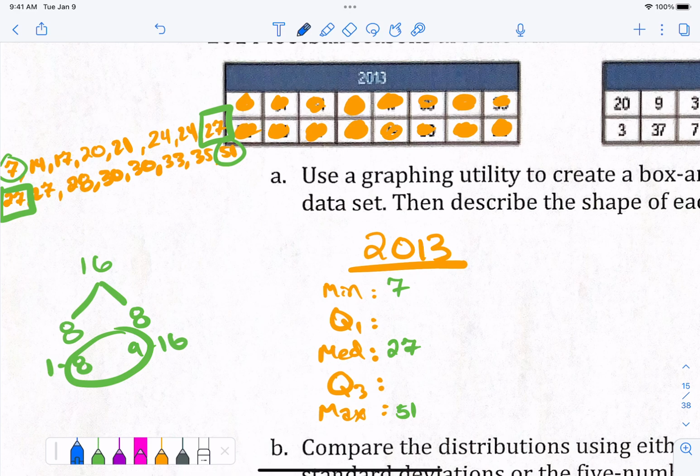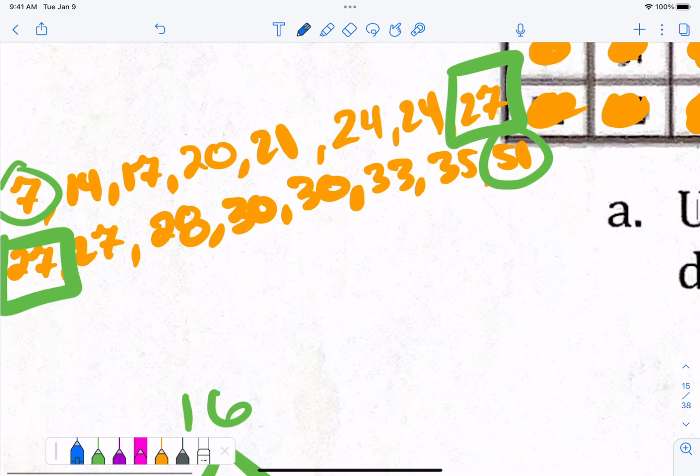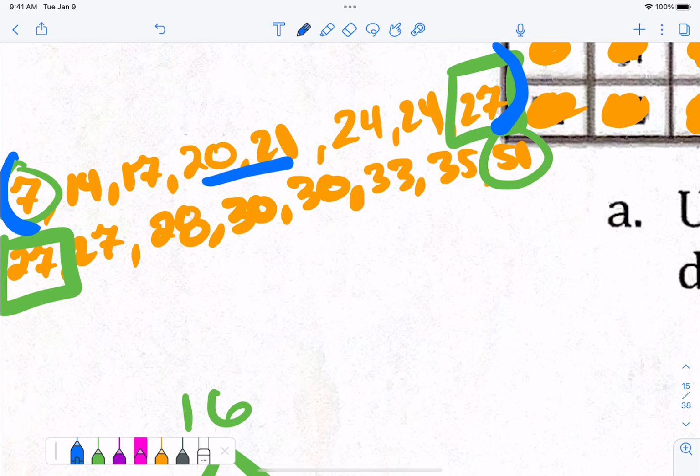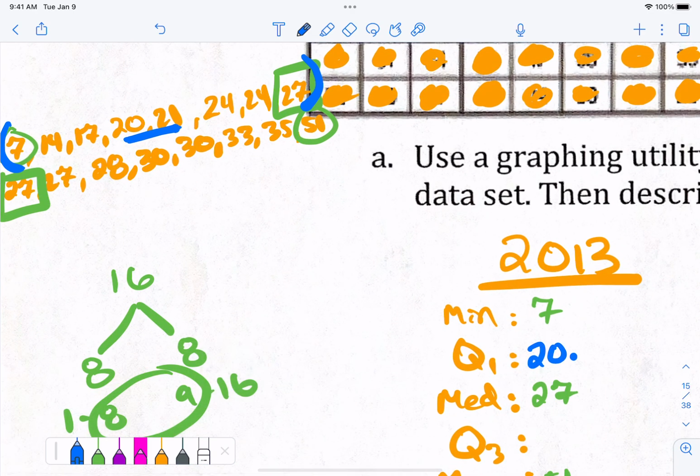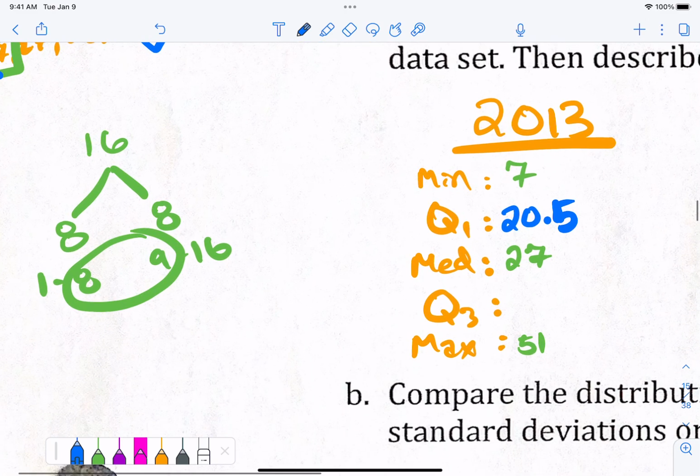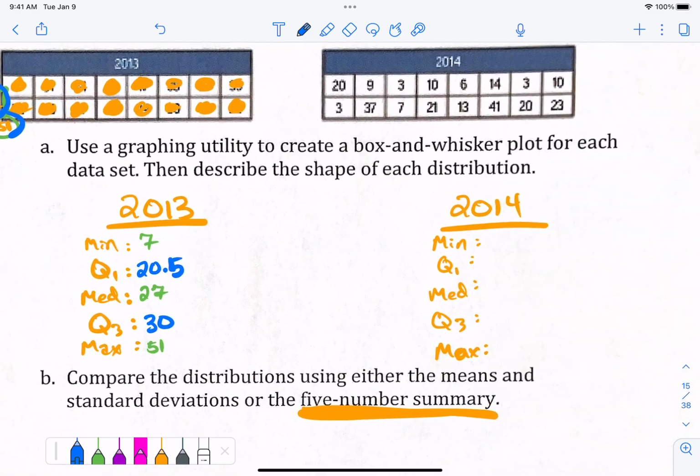Now, do you have to cross those off, or do you get to include them? You can include them. So in my first half of data, I'm looking at these 8 numbers, right? Are you going to have an exact middle number for your Q1? No, it's going to be somewhere in between 20 and 21, right? So 20.5 is going to be Q1. Okay? In the second set of 8 numbers, it's going to be in between 30 and 30, which is 30. There's my 2013 5-number summary.